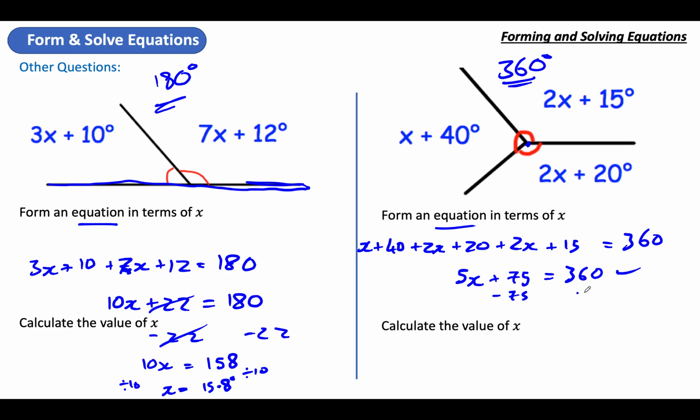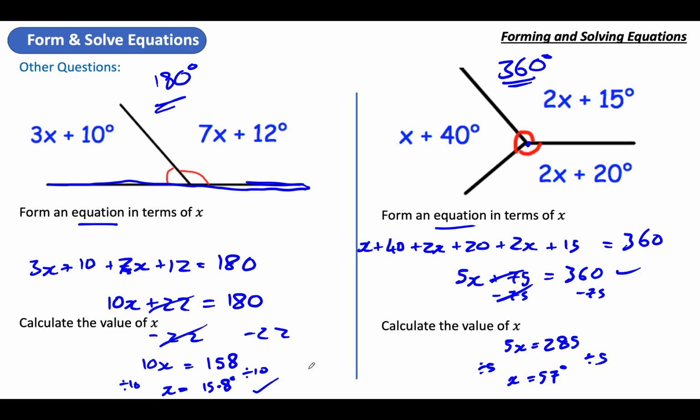Take away 75 from both sides. So 5x is on its own. 360 take away 75 is 285. Okay? And what's my next step? It is to, yes, Murphy, it is to divide by that number touching the letter, because I don't want 5x. I only want one of them. So you divide it by 5, which is 57 degrees.